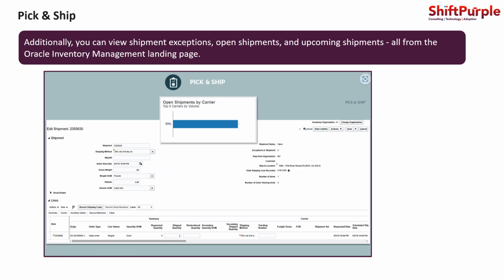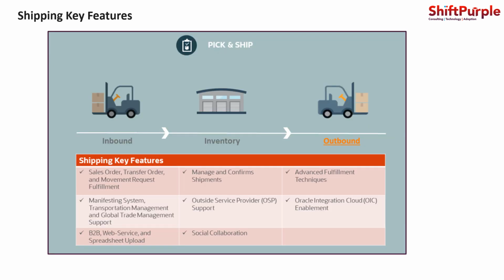Additionally, you can view shipment exceptions, open shipments, and upcoming shipments all from the Oracle Inventory Management landing page itself. As we have seen inventory key features, let's see some shipping key features. Sales order, transfer order, movement request, fulfillment can be done from the inventory for the shipping purpose.